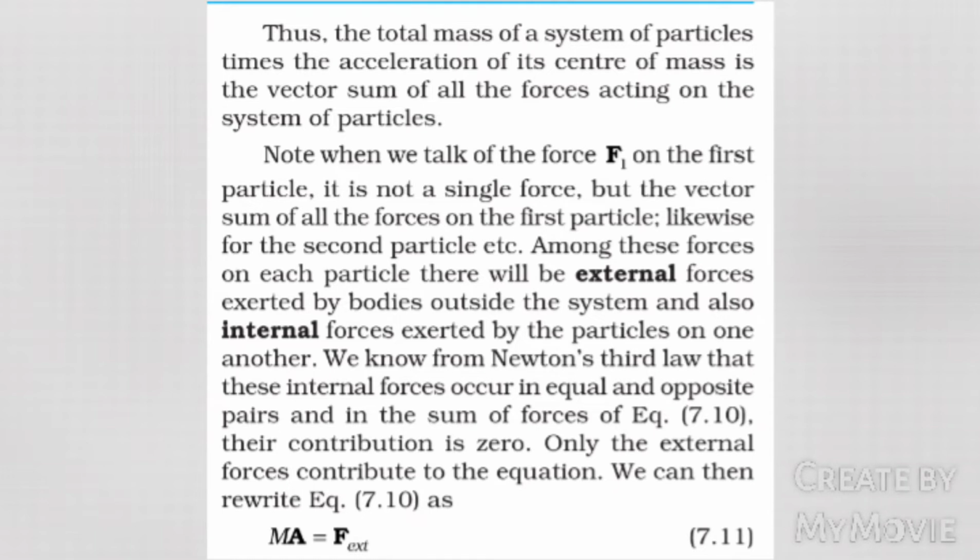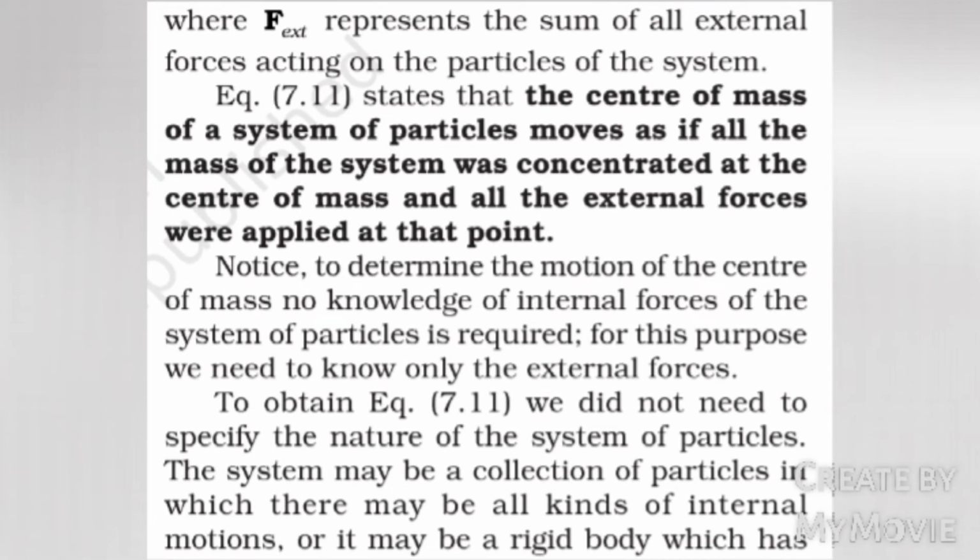Among these forces on each particle, there will be external forces exerted by bodies outside the system and also internal forces exerted by the particles on one another. We know from Newton's third law that these internal forces occur in equal and opposite pairs, and in the sum of forces of equation 7.10, their contribution is 0. Only the external forces contribute to the equation. We can then rewrite equation 7.10 as mA = F_ext, where F_ext represents the sum of all external forces acting on the particles of the system.